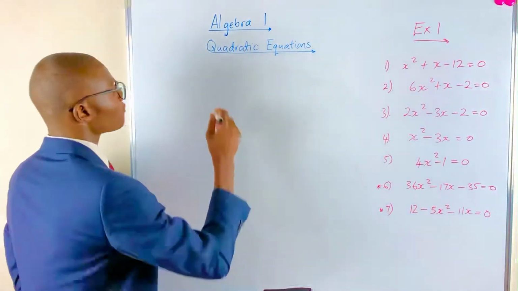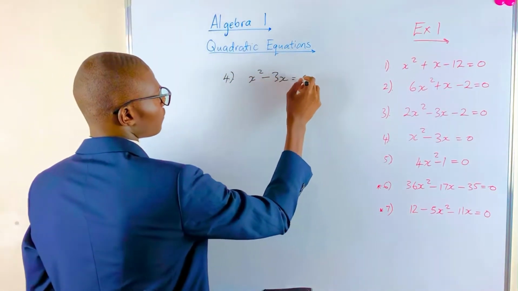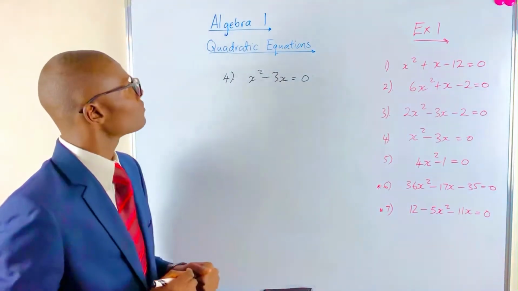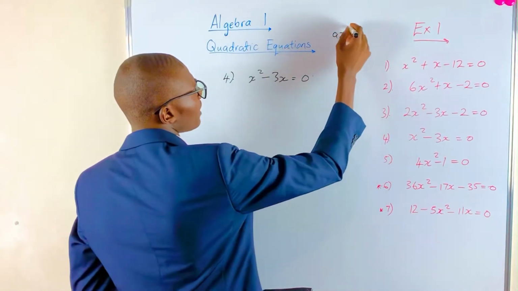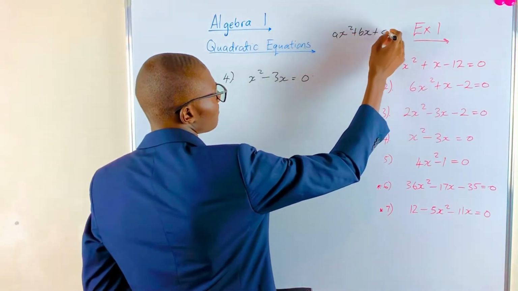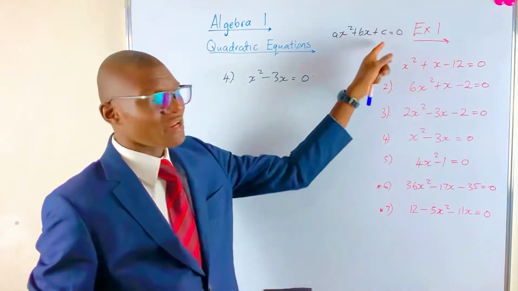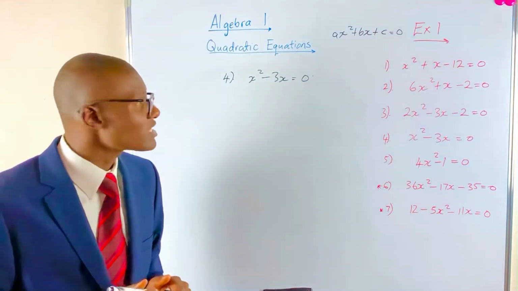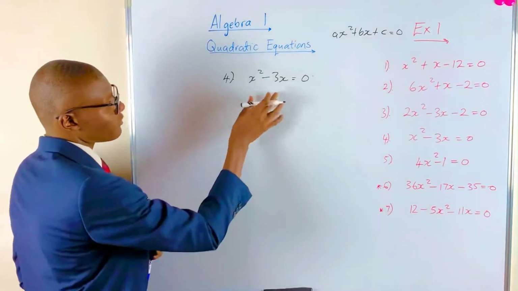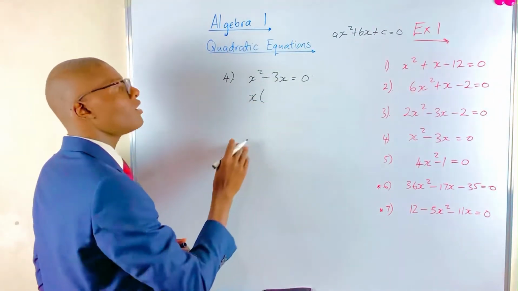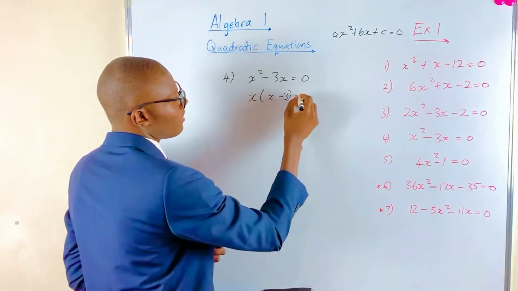Okay, so now for number 4, we've got x squared minus 3x being equal to 0. So we know that a quadratic equation, this is an equation of the form ax squared plus bx plus c being equal to 0. So now what we notice is that for this number 4, we don't have a constant. So it is not necessary for us to multiply the first and the last. What we can simply do is that from here we see that x is common for this two-term expression. So we can factor out x to get x minus 3 being equal to 0.